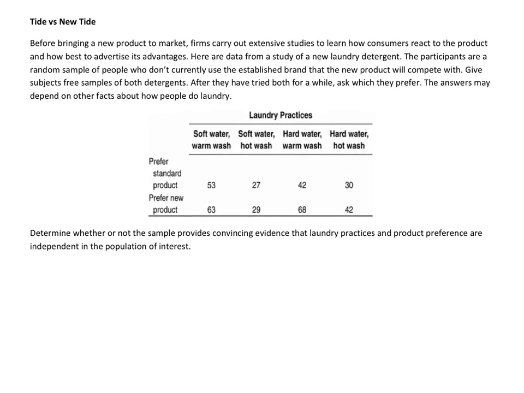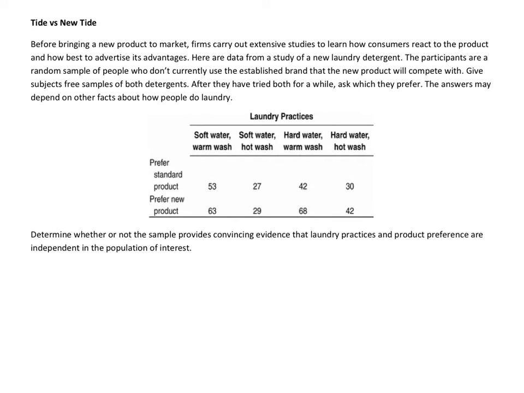But let's just say, so this one, it says Tide versus new Tide. So laundry detergent, they're bringing on a new product. They're going to call it new Tide, right? And so they're going to basically ask people, which laundry detergent do they prefer, the new or the old? And what type of laundry practice do you do, right? So each person gets to rank themselves in here, right? So this is a single sample. Instead of multiple samples, we have a single group of people, and they got to rate themselves.